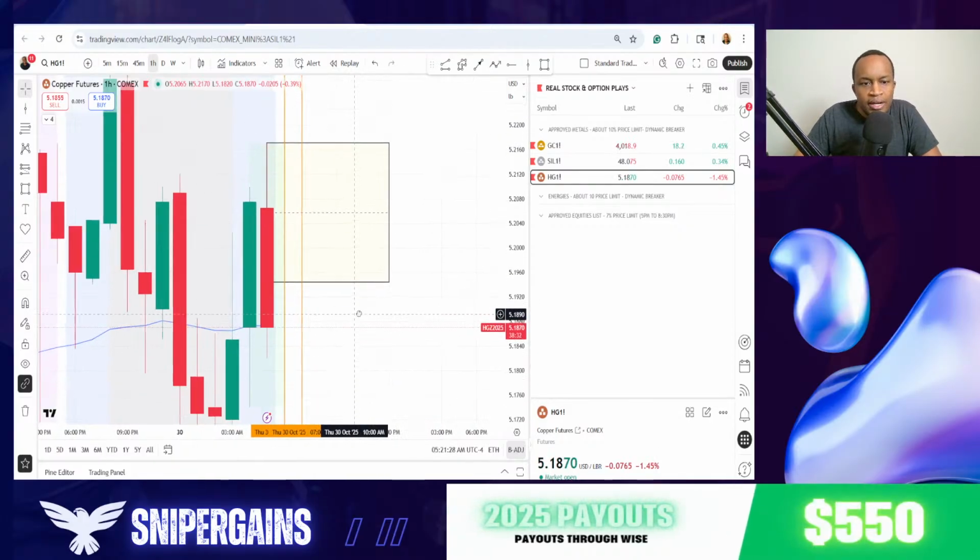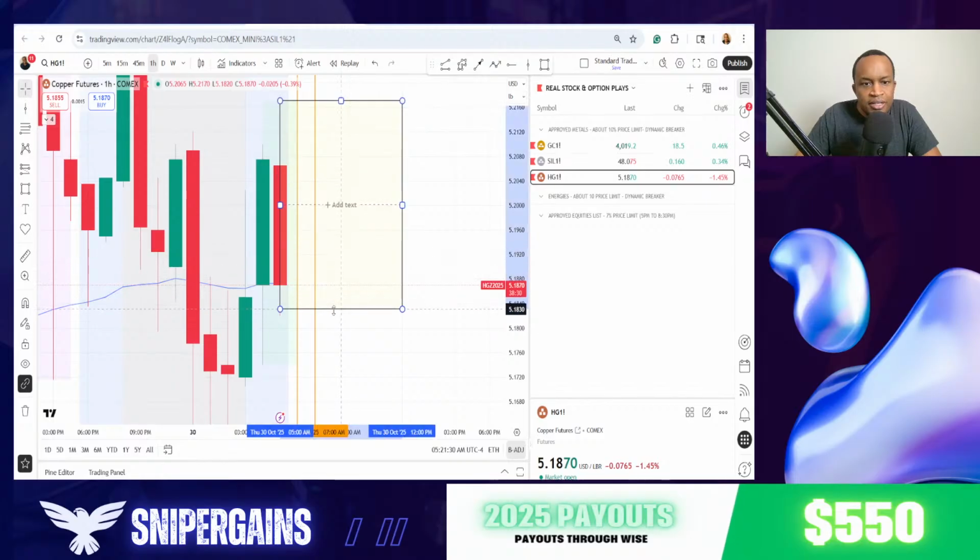Okay, so I'm looking at copper. Copper is definitely pushing down at the moment, but it's forming the candle.